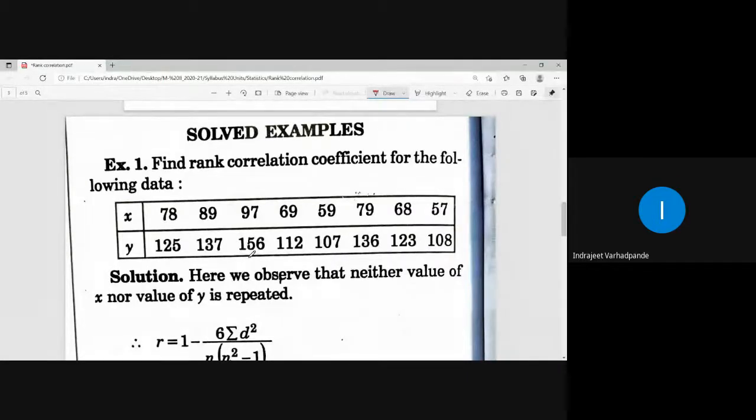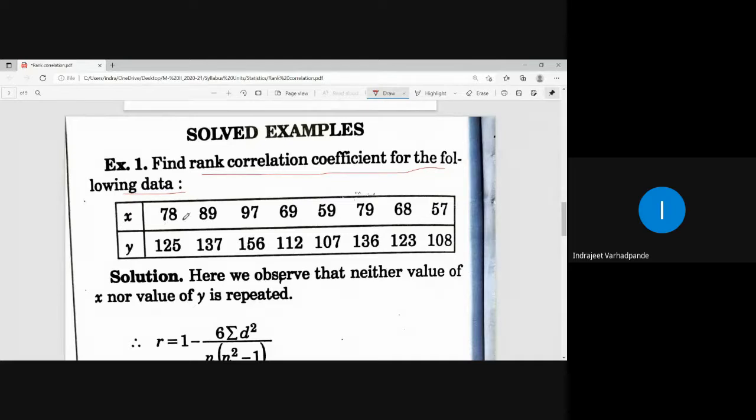Examples related to rank correlation coefficient. The very first example is: find the rank correlation coefficient for the following data. So here also in this example, or in these types of questions, we will be provided with the data, that means values of x as well as y.